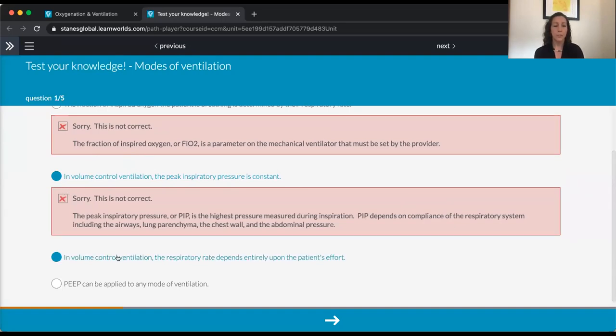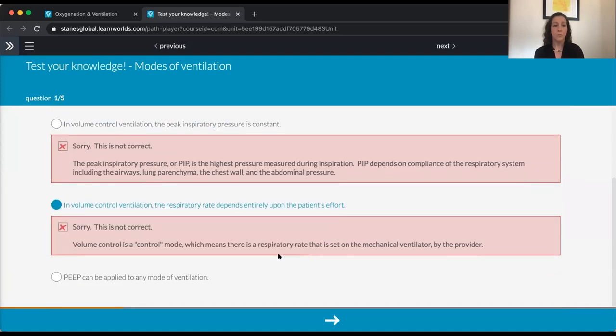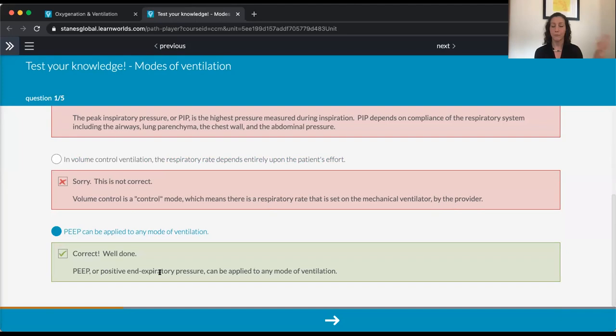What about volume control ventilation and the respiratory rate? Is it dependent upon the patient's effort? Volume control is a control mode. This means the respiratory rate is set by the provider. Can the patient breathe above or below that? Yes, but the respiratory rate is not entirely dependent on patient effort because we program in a respiratory rate. So the correct answer is D, or four, the last one. PEEP, or positive end expiratory pressure, can be applied to any mode of ventilation.